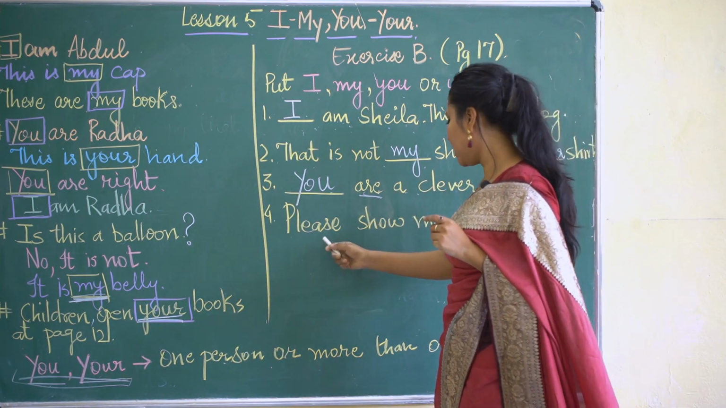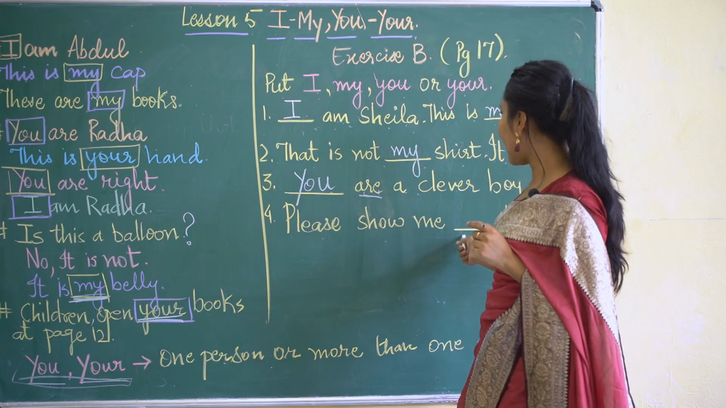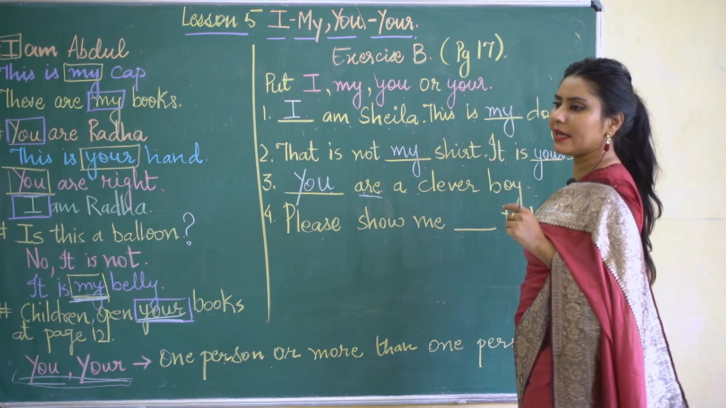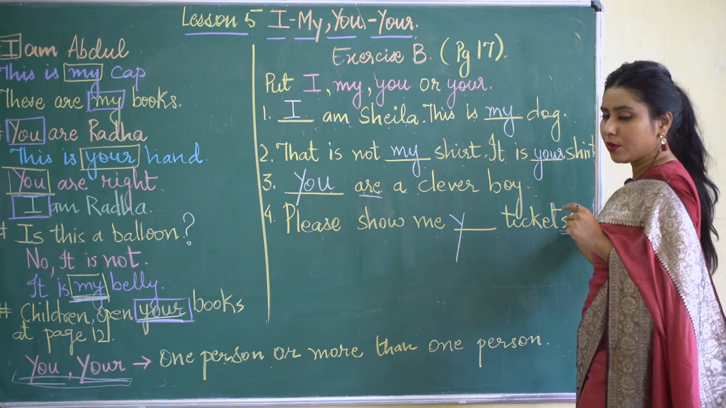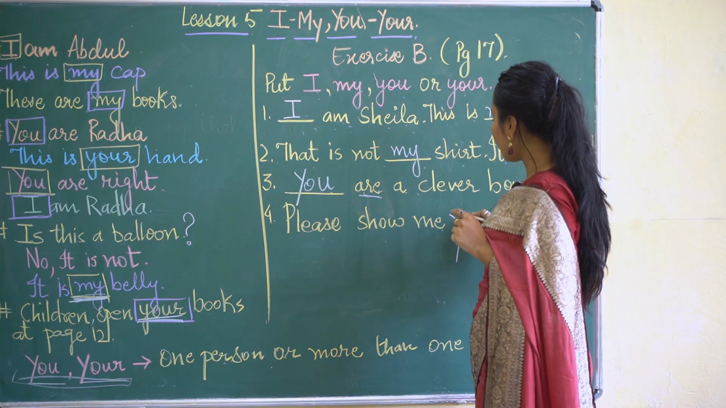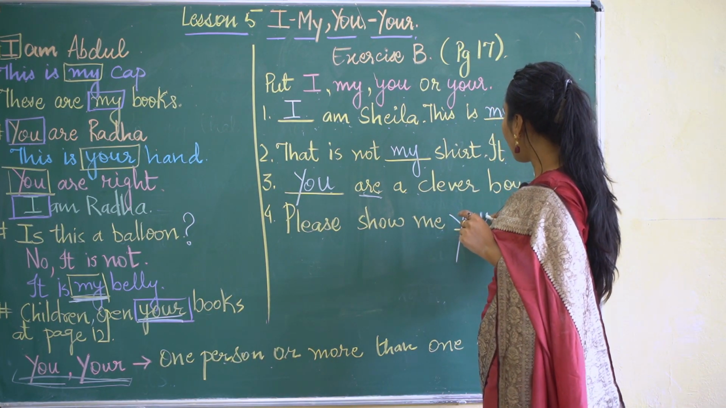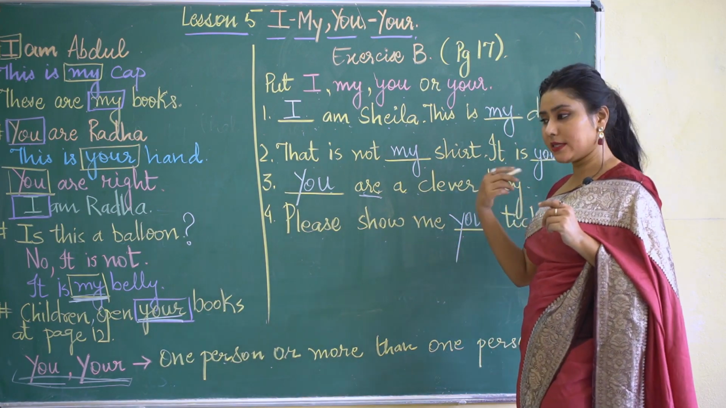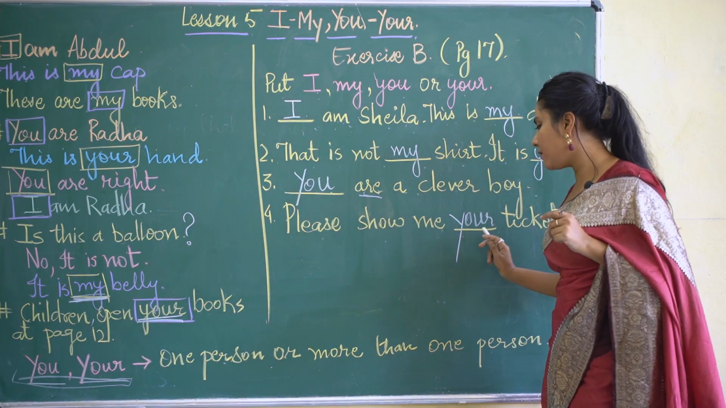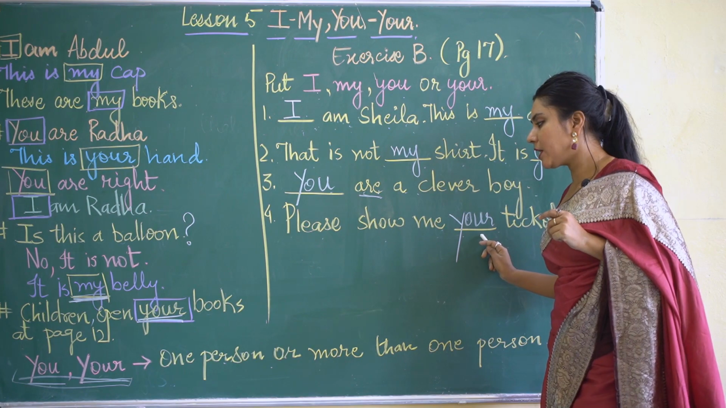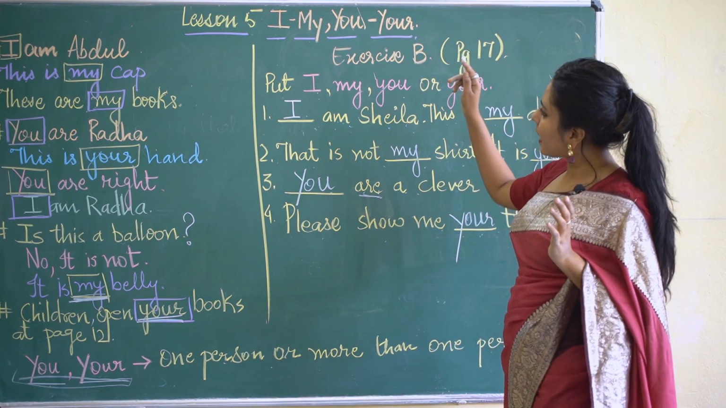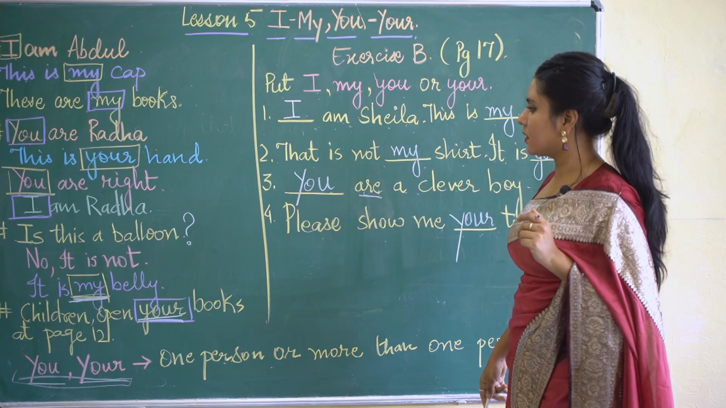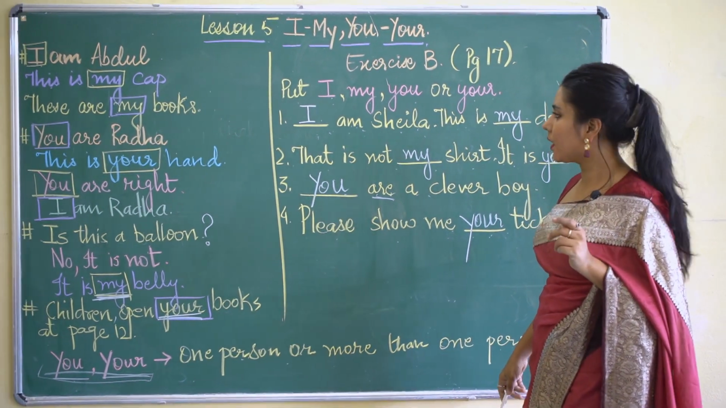And the last one, please show me dash tickets. Obviously, this is plural, and please show me, you are asking somebody, the other person, the second person, so you will always write, please show me your tickets. I hope that you all must have understood this chapter clearly, children.